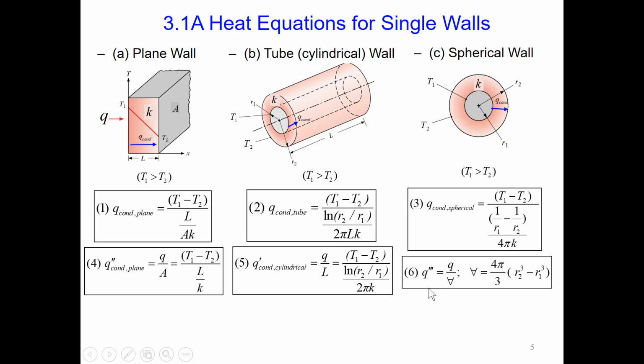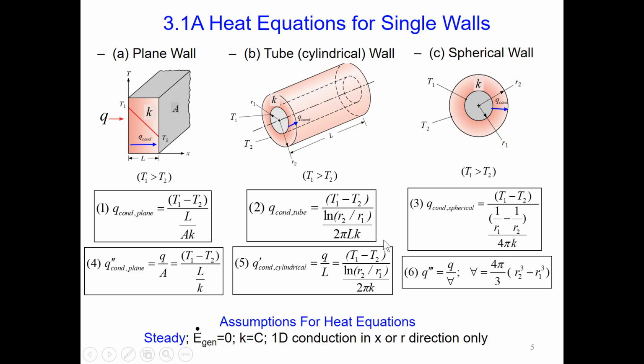We can also introduce equation 6 to calculate heat rate per unit volume for the spherical wall, which represents the heat flow at a specific point within the spherical wall volume.